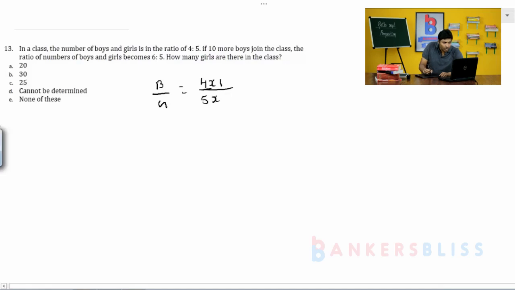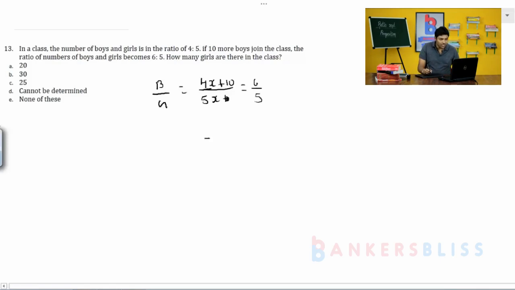If 10 more boys join, the ratio is going to become 6:5. See, if 10 more boys join the class, the ratio of number of boys to girls is 6:5. So, if 10 more boys are added, it is going to become 6:5. So, what is the number of girls?